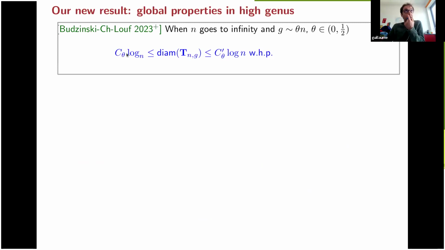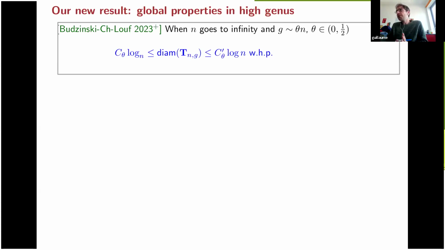So with these two smart young people, we get global properties in high genus. In the same setup, you have g proportional to n, g is theta times n with theta strictly between 0 and 1/2. Then the diameter is logarithmic. With high probability, meaning with probability going to 1 when n goes to infinity, the diameter will be bounded between two deterministic constants times log n. This is something, as I said, we've been trying to do for a decade. But of course, this builds on the previous breakthrough.